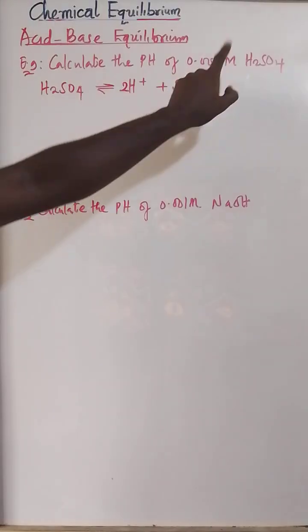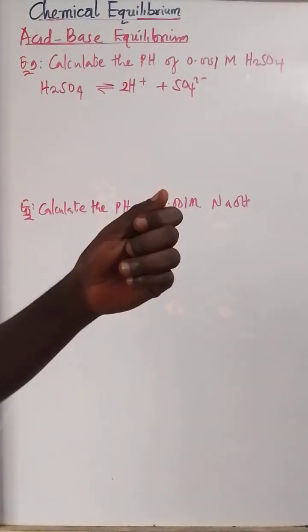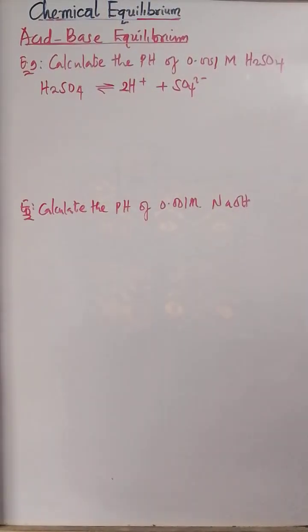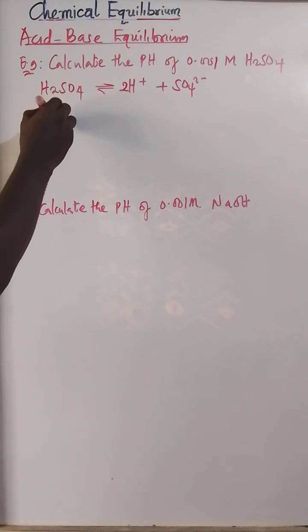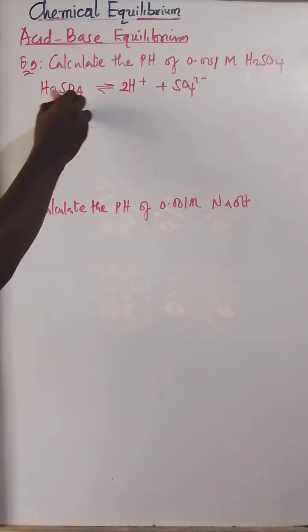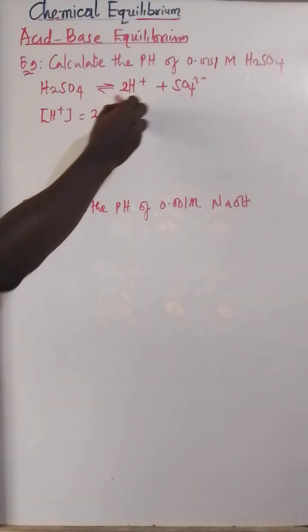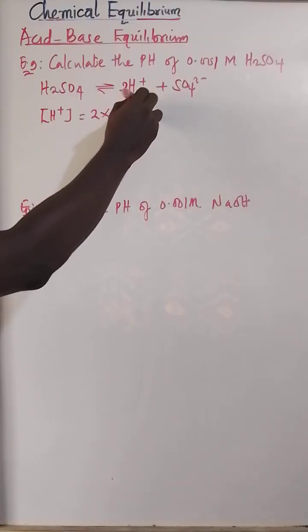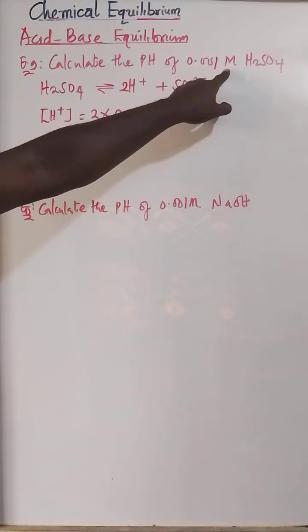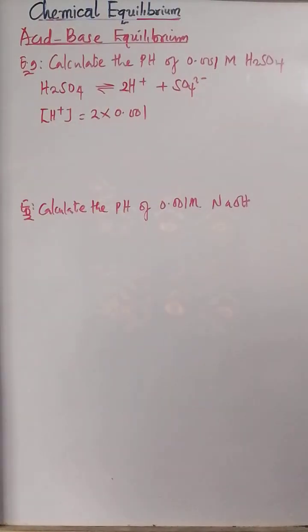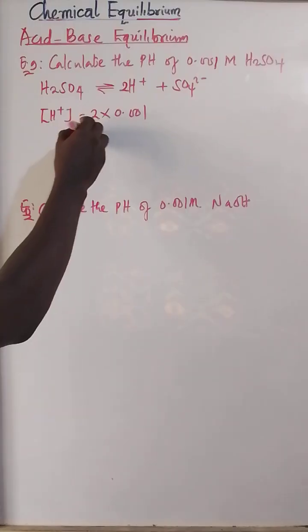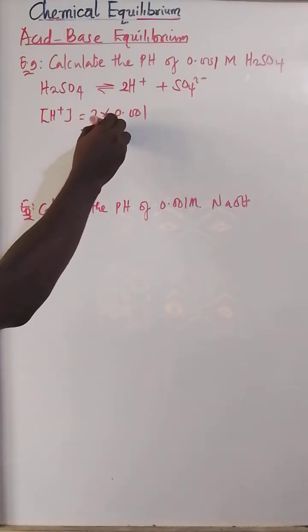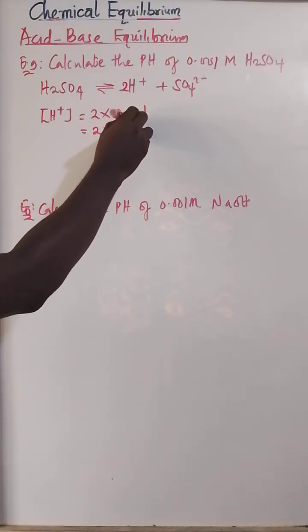So this is the concentration for 1 mole. That's why it's called mole per dm cube. For 2 moles, what will be the concentration? So the concentration of H plus here is actually 2 times 0.001 mole per dm cube. So let's write the concentration in standard form. That's 2 times 10 raised to power minus 3.